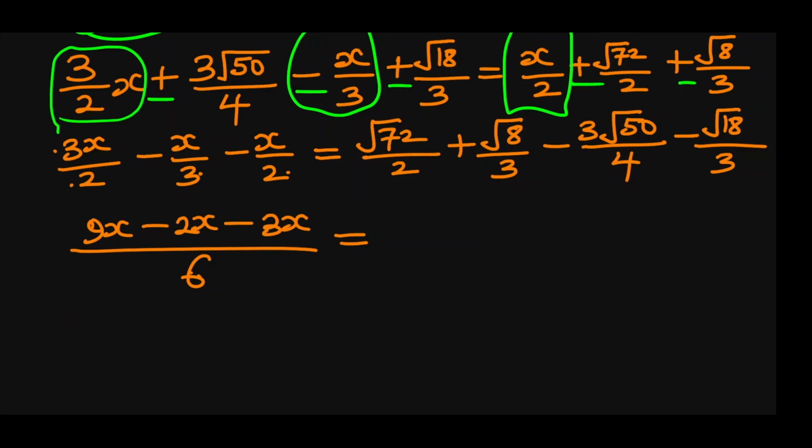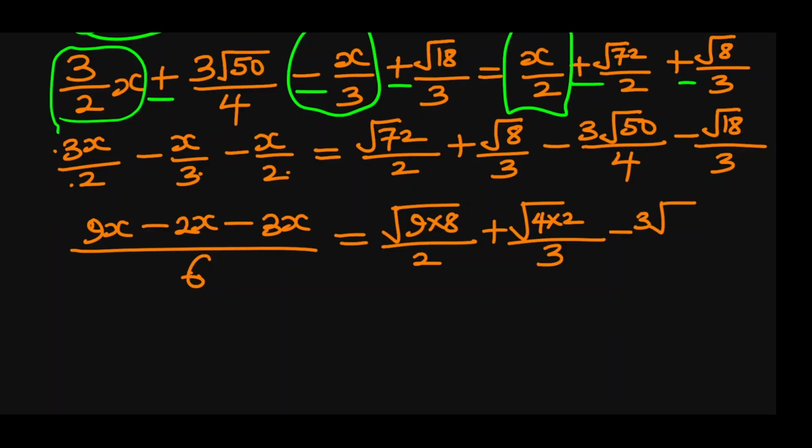So equal to, let's try and use prime factorization for the terms inside the roots to see if there's anyone we can pull out. So this gives us root 72. 72 is the same thing as 9 times 8. So root 9 times 8 over 2 plus root 8. 8 is the same thing as 4 times 2. So root 4 times 2 over 3 minus 3 root 50, which is 25 times 2, over 4. Then minus 8 root 18. 18 is 9 times 2. So root 9 times 2 over 3.